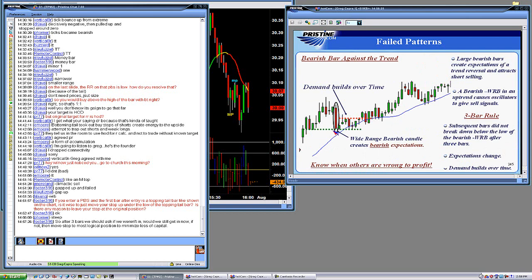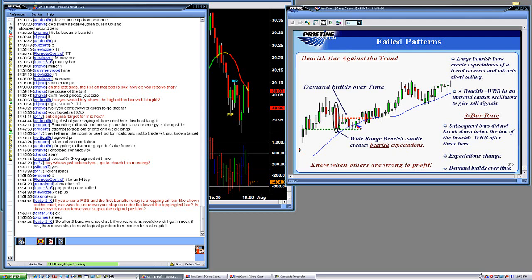And bearish bars against the trend often do not follow through. They're just pullbacks, especially even a big bar like this, while it's showing momentum to the downside. It's a bunch of little bars in a smaller time frame, and it's pulled back to this support here. Now, this bar does create bearish expectations.